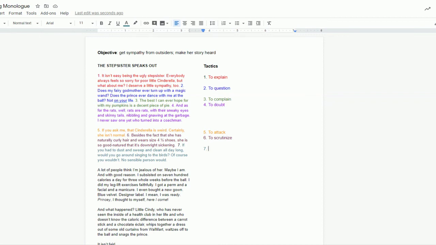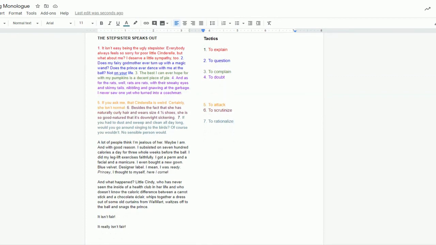No sensible person would. So here she is rationalizing, because she attacked Cinderella, she was scrutinizing Cinderella, and now she's rationalizing it. She's saying, you know, Cinderella, she's crazy. And why is she crazy? Because would you do this? Of course you wouldn't.